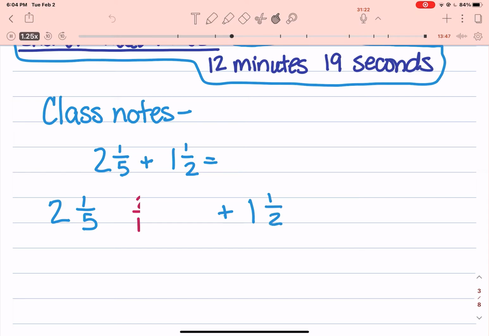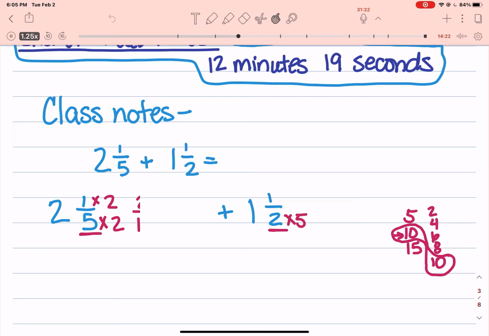Okay, so we're looking for a common denominator for 5 and 2. And we're going to do that by skip counting over here. 5, 10, 15. I think we can already see that it's going to be 10. 2, 4, 6, 8, 10. So 10 is our common denominator. So 5 times 2, 1 times 2, 2 times 5, 1 times 5. And our new fraction becomes 2/10 over here and 5/10 over here.